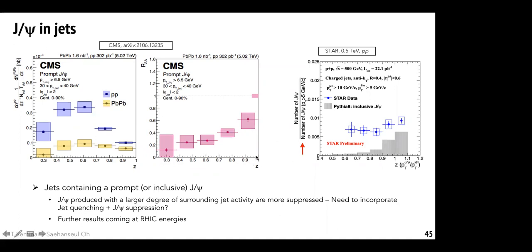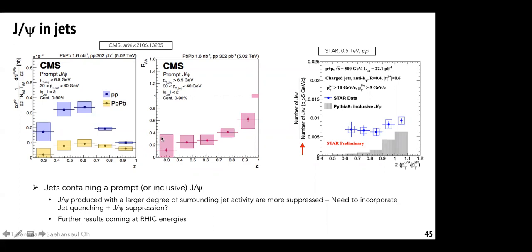And higher Z jet means that the J/psi takes the majority of the momentum of the jet. So RAA definitely shows the Z dependence. So J/psi produced with a larger degree of surrounding jet activity are more suppressed. So in order to fully interpret this result, we may need to incorporate jet quenching and J/psi suppression.